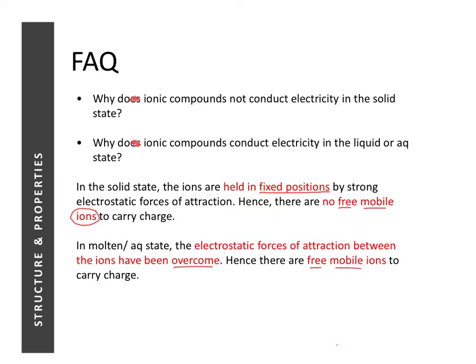A common question that students will ask is, is there a difference between free and mobile? They are the same but different. When we say that an ion is free, it means that it's not in a fixed position, which also means that it can move. Free essentially means that it's not bound, therefore it can move.